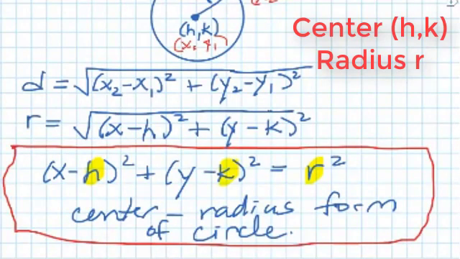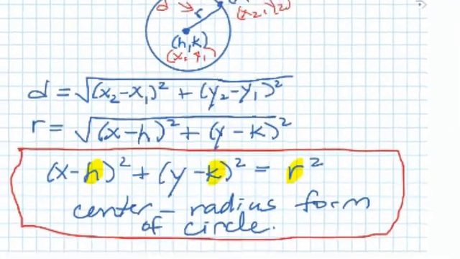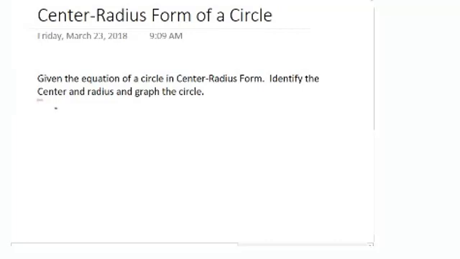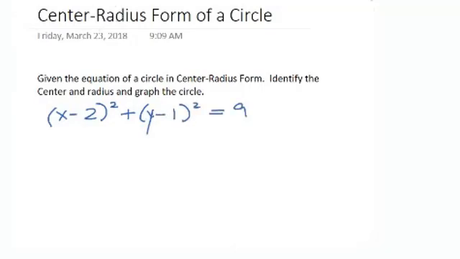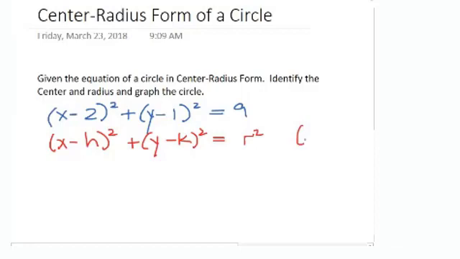So what we're going to do next is just apply this formula, the center radius form of a circle. What I mean by that is if I give you an equation of a circle in center radius form, I just need you to be able to identify the center and graph the circle. We'll start with the equation (x minus 2) squared plus (y minus 1) squared equals 9. When you're doing this, you want to compare it to the formula that we just learned. So I'm going to write it down right below it: (x minus h) squared plus (y minus k) squared equals r squared. And remember, (h, k) is the center and r is the radius.